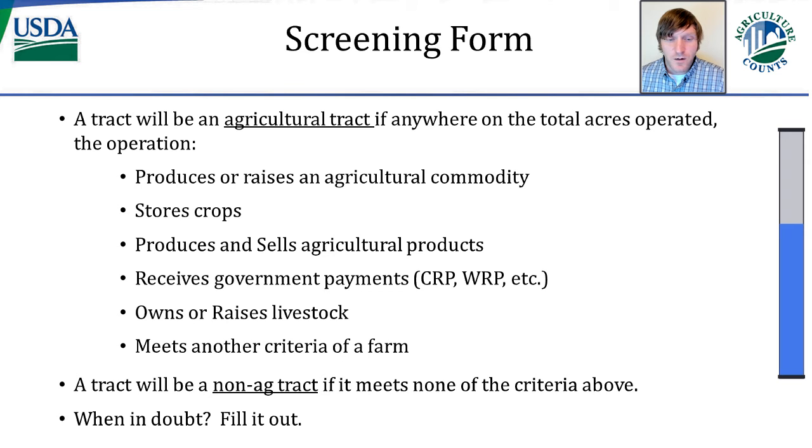A tract will be a non-ag tract if it meets none of the criteria above. So for non-ag tracts, questions 8 through 16 are all no, and columns 18, 20, and 20A will be completed and your interview is complete in the screening form for the non-ag tract.